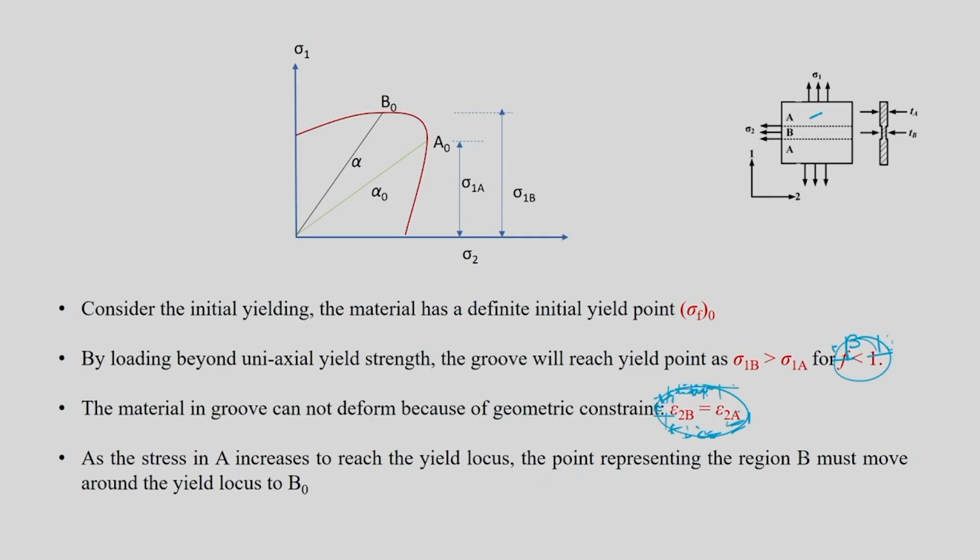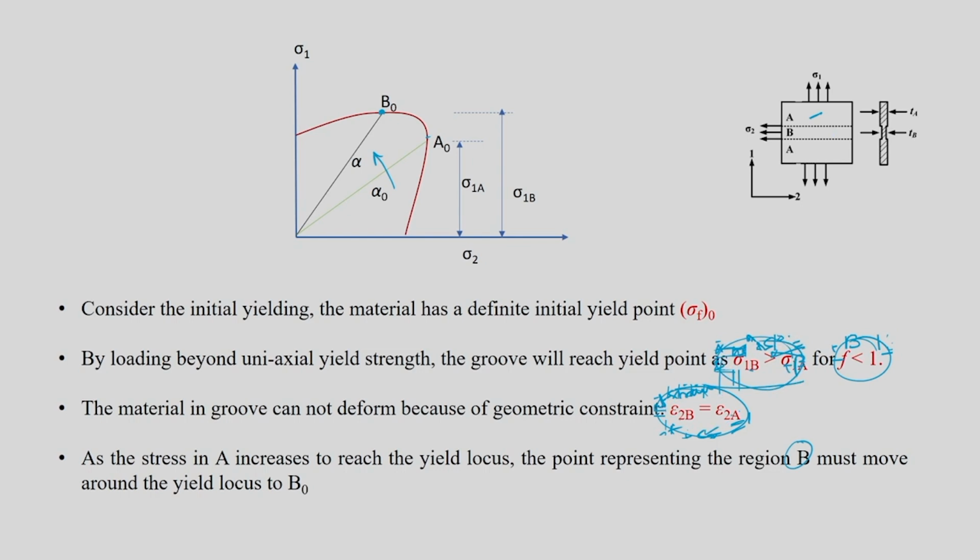By that time, what will happen? The point representing the region B must move around the yield locus to B naught. When the uniform region is deforming and reaches the yield locus, B would slightly rotate and go to B naught. This itself indicates that your alpha is not going to be the same. Alpha naught is going to change to alpha. Though we say it's a proportional process, here you will see that the uniform region and the groove region are not going to have the same alpha; it's going to be slightly different. Why? Because your sigma 1b is going to be larger than sigma 1a.